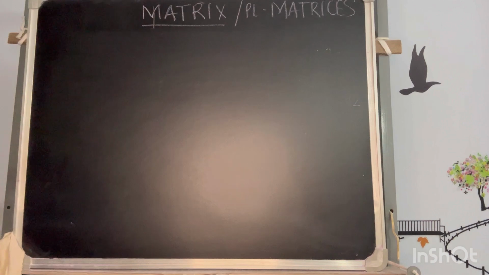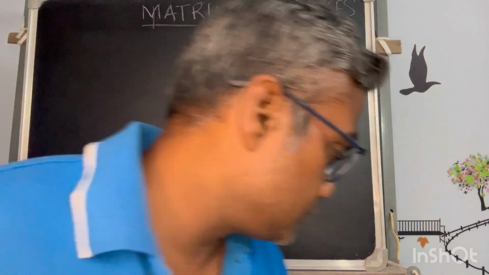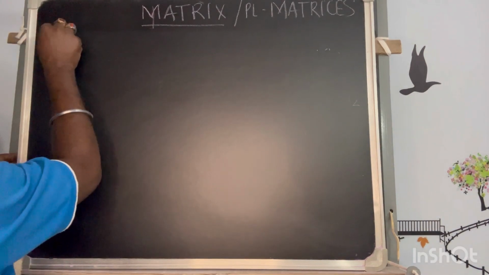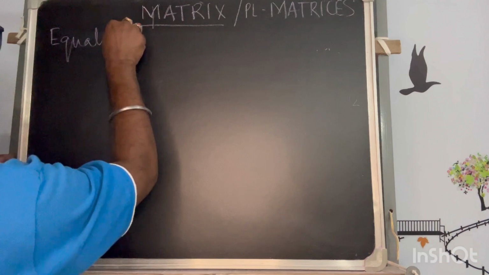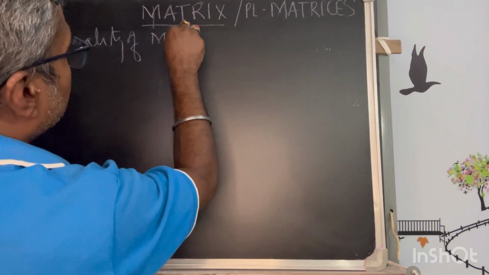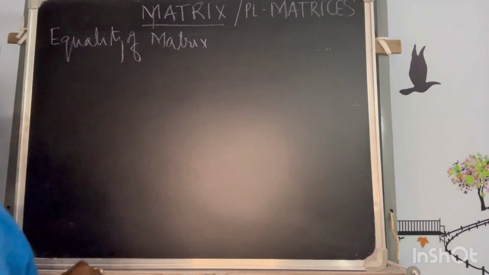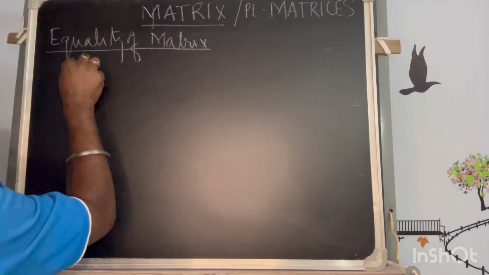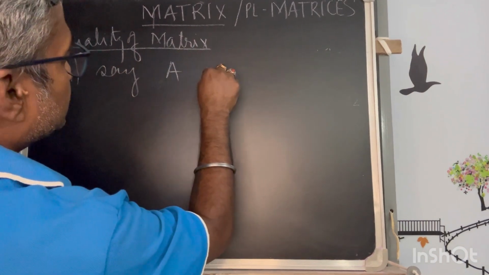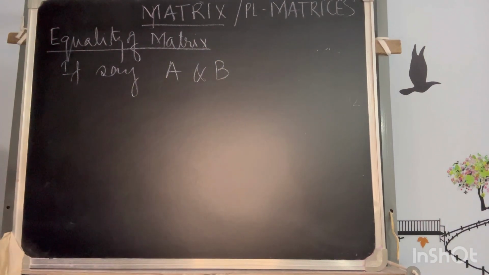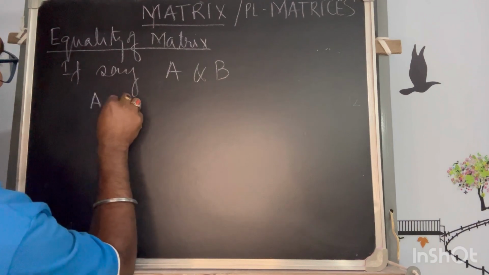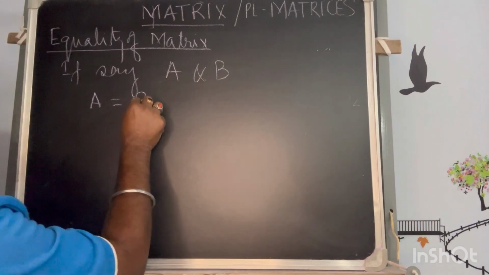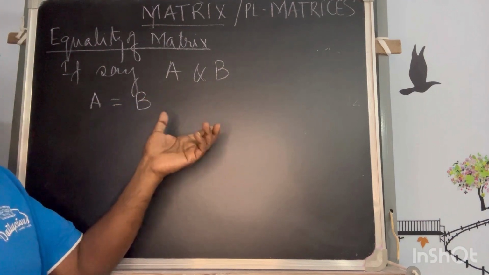So now the next topic that is equality of matrix. So the term you already understand what I am going to tell. Equality of matrix means if say there are two matrices A and B, and they are equal, but this is equal only subjected to some conditions.